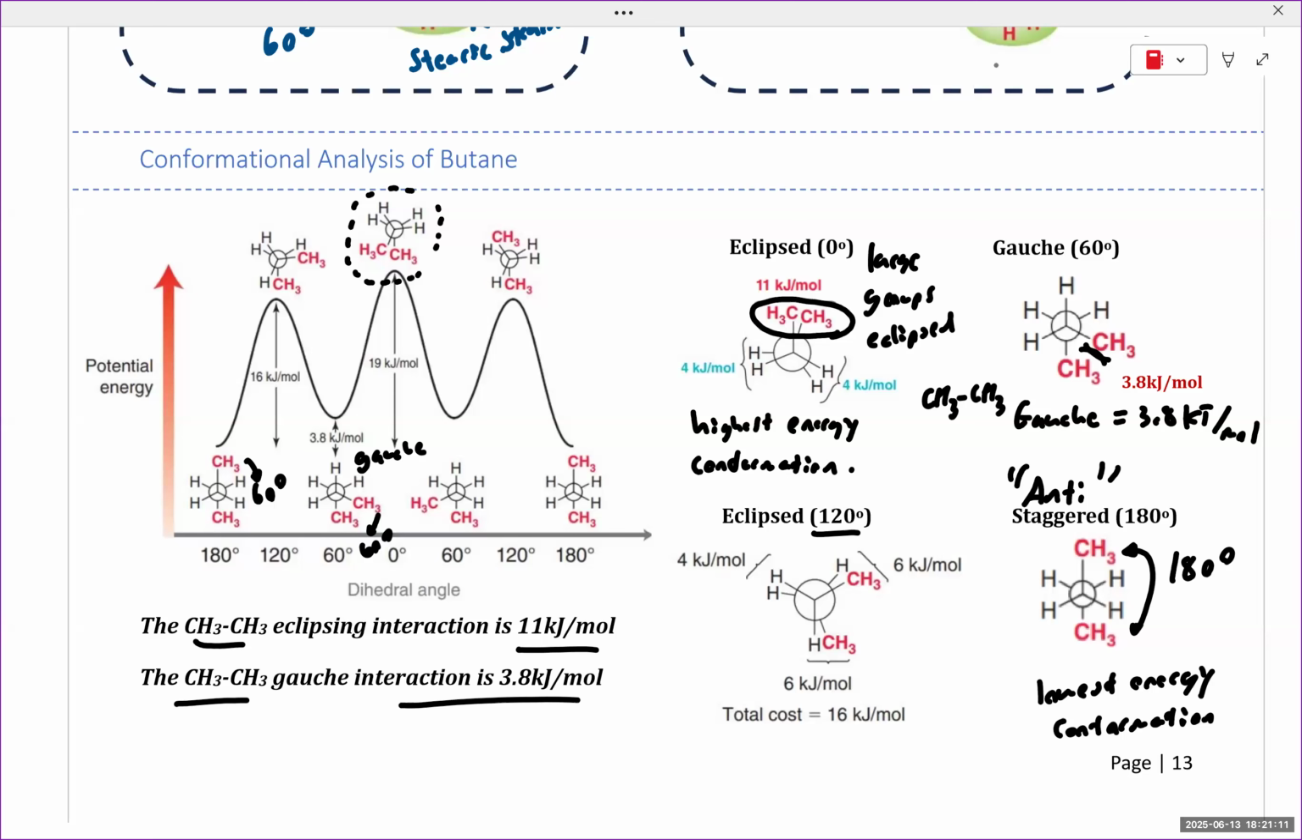Key takeaways for butane. Lowest energy conformation has your largest substituents anti to one another. The gauche conformation is still low energy because it is staggered, but it has this straining gauche interaction between your large substituents, which introduces some strain that isn't present in the anti conformation. There are two eclipsed conformations. The highest energy eclipsed conformation has the largest groups eclipsed, in most cases.